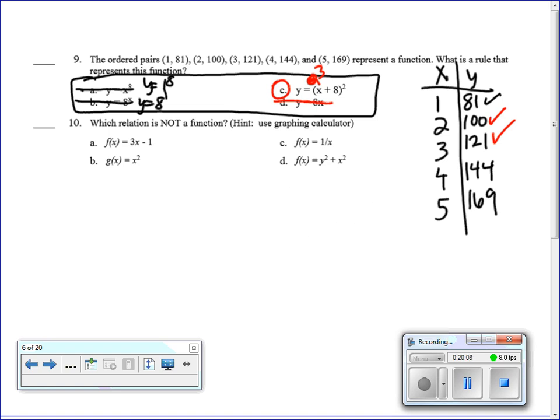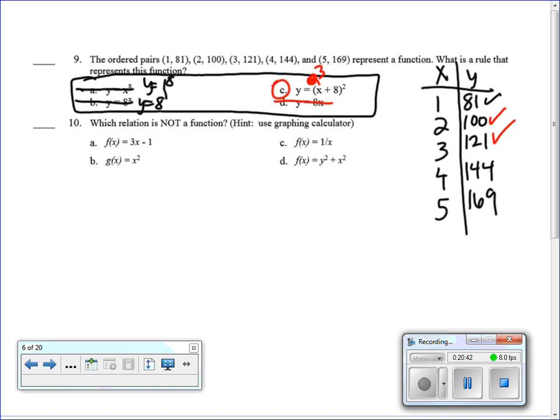When we look at 10, it says which relation is not a function. The best bet is going to be to graph it using your graphing calculator. Graph the equations and see what graphs they give. You know that a graph is a function based off of the vertical line test. When you're graphing things into the calculator, it's going to graph them as a function. So if you try to graph something and it does not graph, then we know that it is not a function, because our calculator does not graph non-functions without you having to do a couple of extra steps.